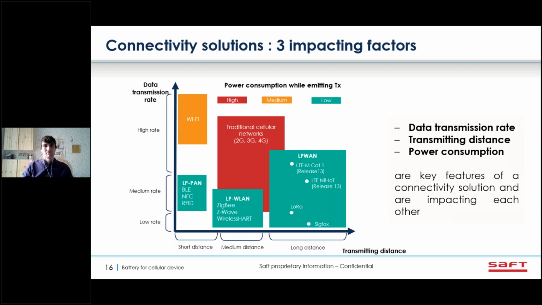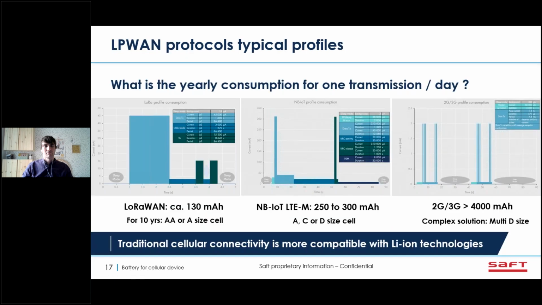Industrial B2B applications are focused today on LPWAN solutions. So clearly LTE-M, NB-IoT, LTE-M Cat-M1 or NB-IoT, LoRa or Sigfox. As an example, here is the typical consumption of the main LPWAN connectivity solutions with one transmission per day.